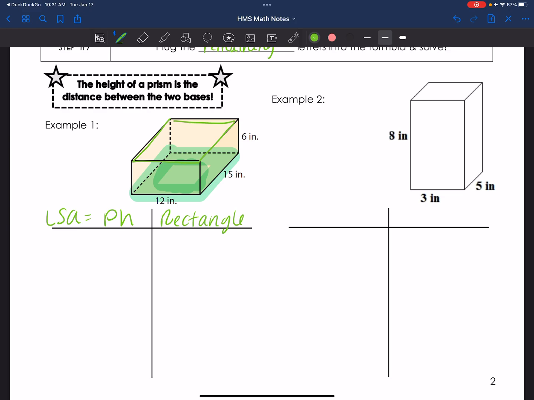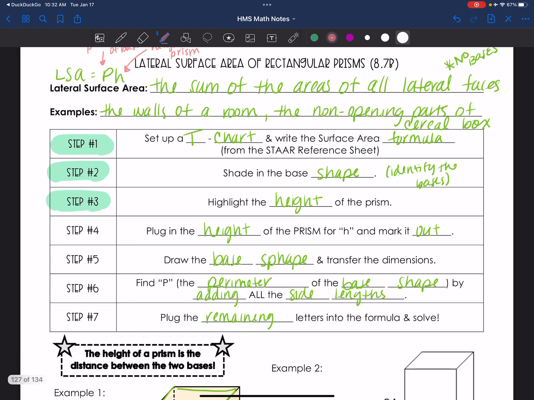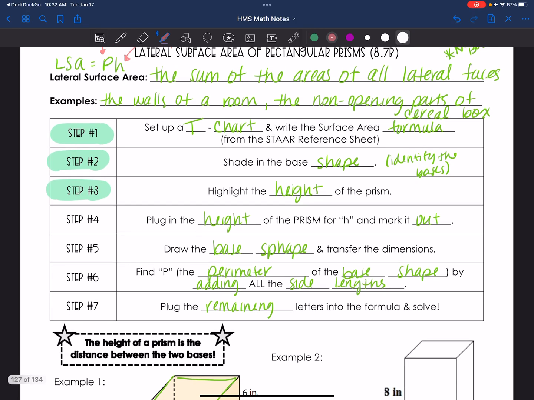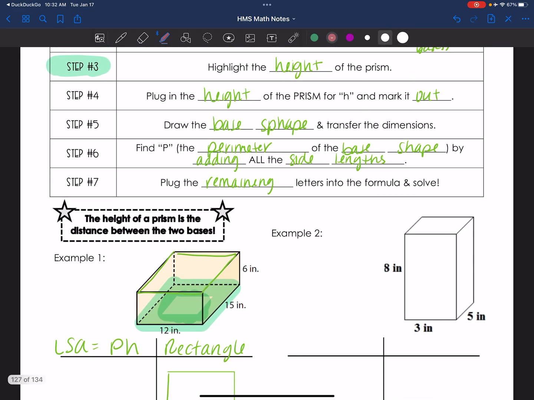All right, so I have my rectangle that I'm going to pull out. This is going on to, oh, guys, I keep missing steps. Shame on me. Okay, step 1, set up a T-chart. Write the surface area formula. Did that. Step 2, shade in the base shape, identifying the bases. Did that. Step 3, highlight the heights. Since I found my two base shapes, I know it's going to be the top and the bottom. Therefore, the distance between them, this 6 inches, is my height.